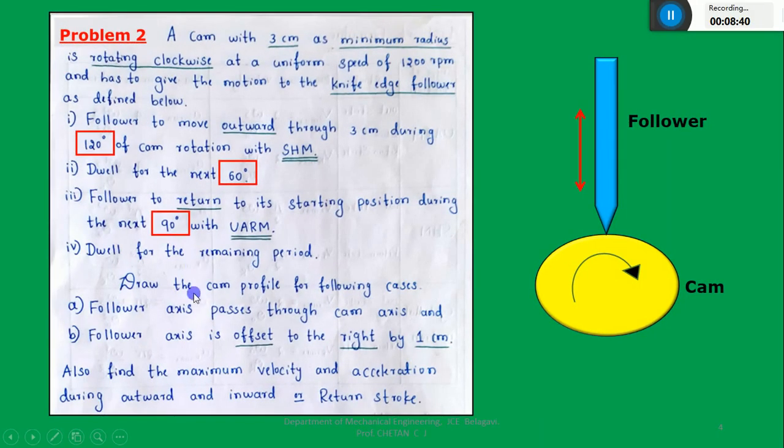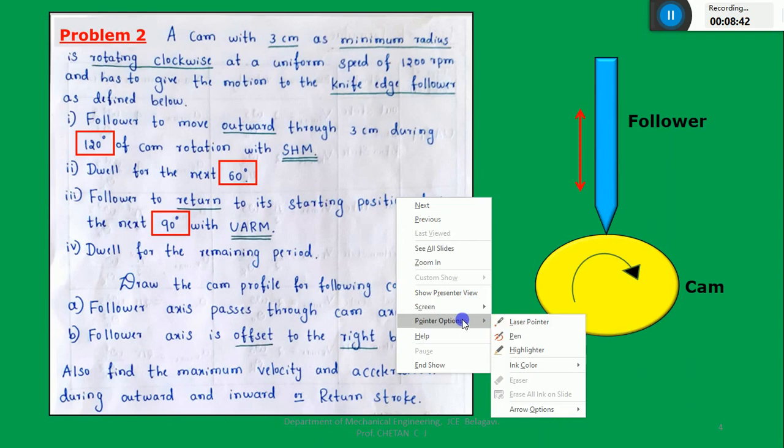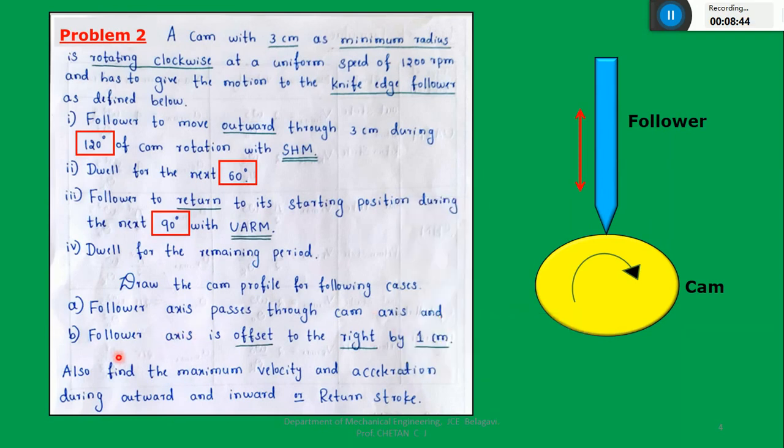So these are the two conditions. And it is given that the follower axis is offset to the right. Just to confirm whether it is right or left by 1 centimeter. The offset between the axis of the cam and the axis of the follower is 1 centimeter. Don't worry about this one. I'll explain once again while solving the cam profile for the second case.